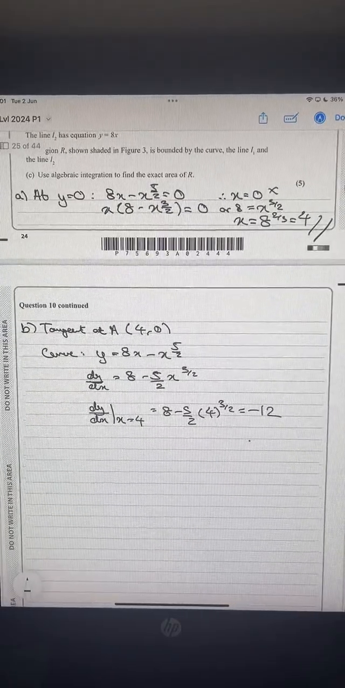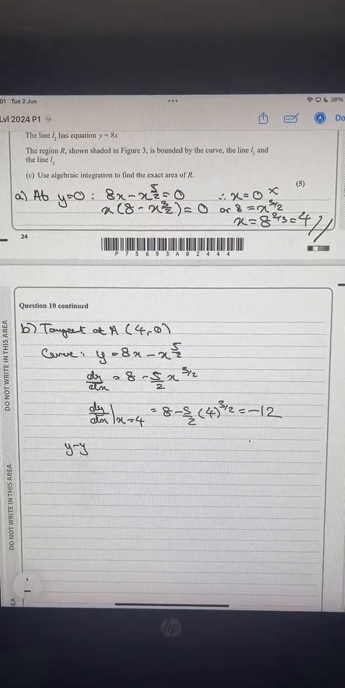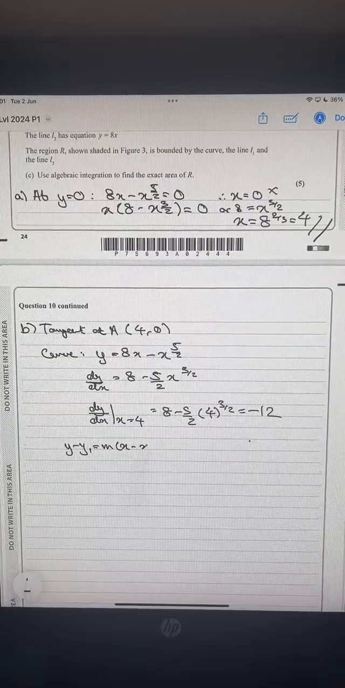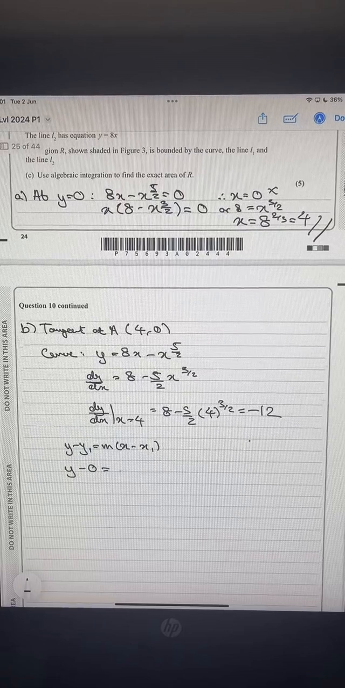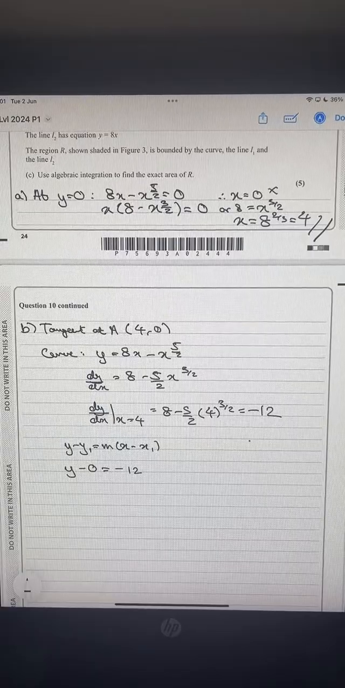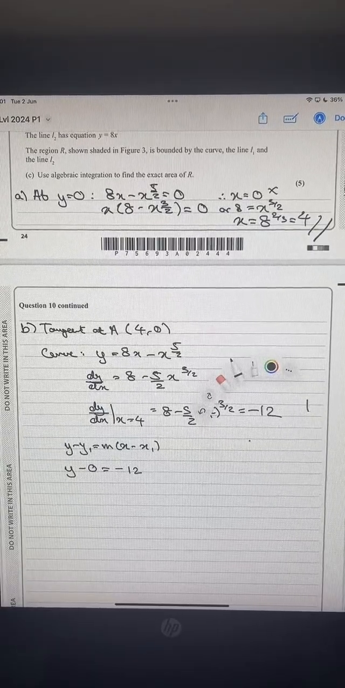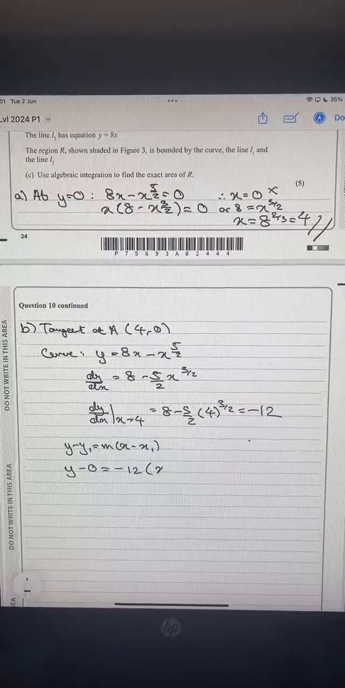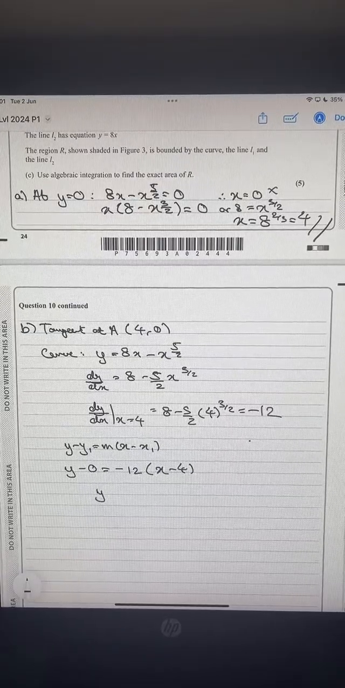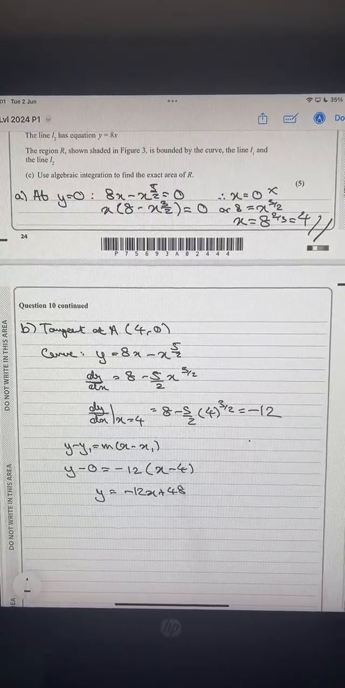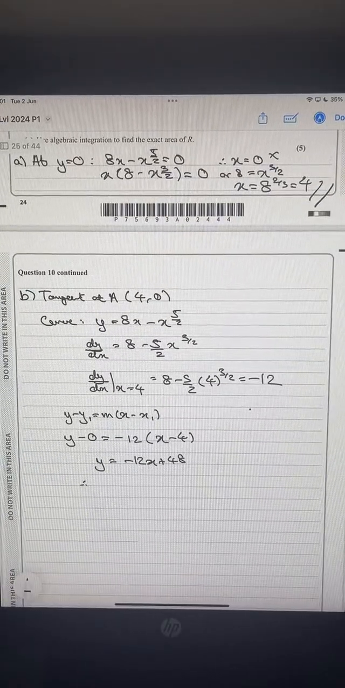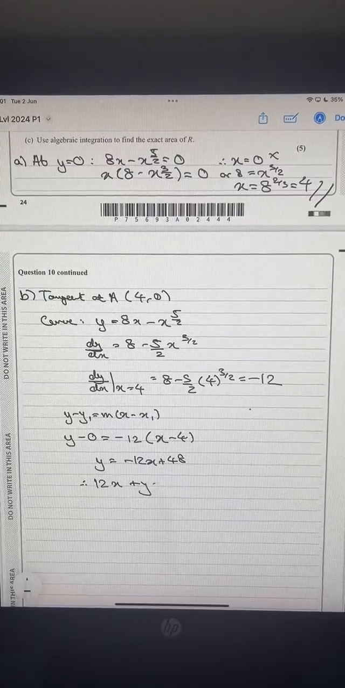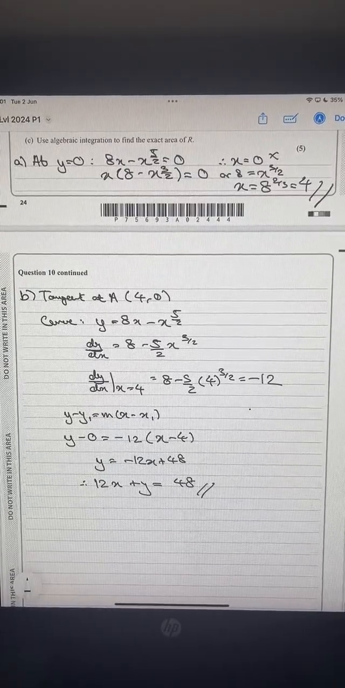So then, as I saw in the chat earlier, y minus y1 equals m times x minus x1. y minus y1 is y minus 0. m is minus 12 because it's the gradient of a tangent. If it was a gradient of a normal, it would be the negative reciprocal of this, 1/12, for reference. And then x minus x1, which is x minus 4. That's y equals minus 12x plus 48. Is that in the form they wanted? Nope, I just need to rearrange, bring my x's and y's onto one side. Therefore, 12x plus y is equal to 48.